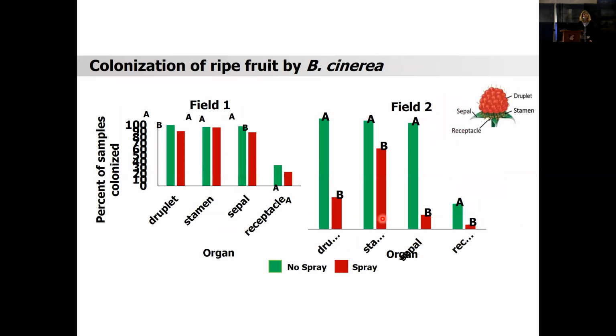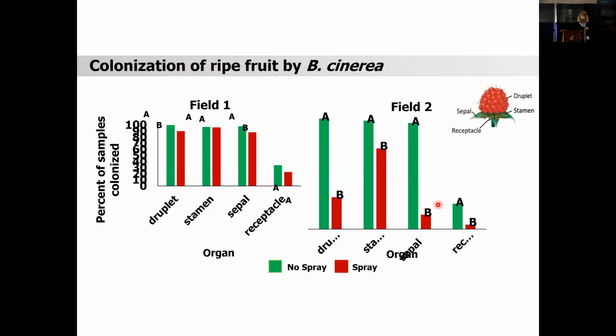Okay, let's look at the colonization of ripe fruit by Botrytis. Now we're going to look at two fields separately, because the results were quite different between the two fields. First, field 1: we have the morphological parts of our fruit on the x-axis and the percent of samples that was colonized for each of these morphological parts on the y-axis. Field number 1 didn't differ between sprayed and non-sprayed in these parts, and the level of colonization of what is called drupelet here, which is actually the fruit that we harvest, was 100% from the non-sprayed field and about 90% from the sprayed field.